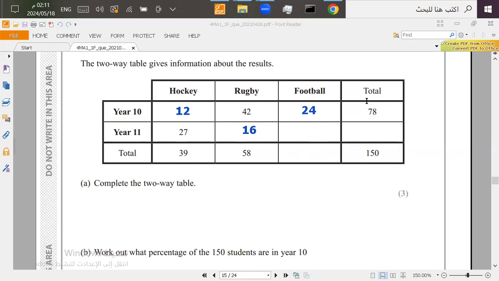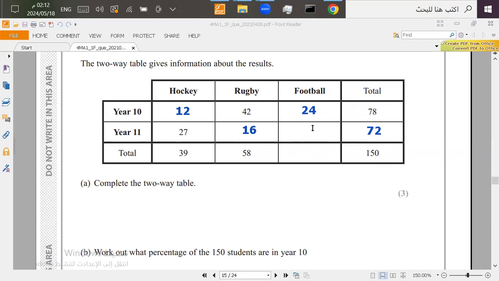Now, we're going to do the same idea here. We have 150, the total, and we have 78. So we subtract them. 150 minus 78. And the answer is 72. Now, we finish them.